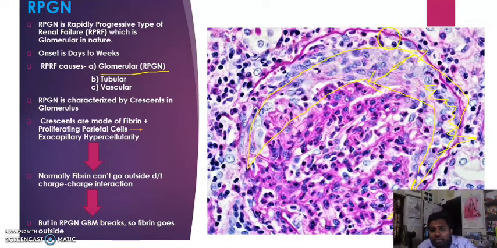Crescent is formed by proliferating parietal epithelial cells and deposited fibrin. In normal cases, fibrin cannot come into this Bowman space because there is a glomerular basement membrane which has negative charge, which repulses any protein from coming into Bowman space. But as this glomerular basement membrane breaches due to any glomerular pathology, fibrin comes outside, and there is ongoing inflammation, and this RPGN is formed. So capillaries will be compressed. Now your kidney cannot form urine.